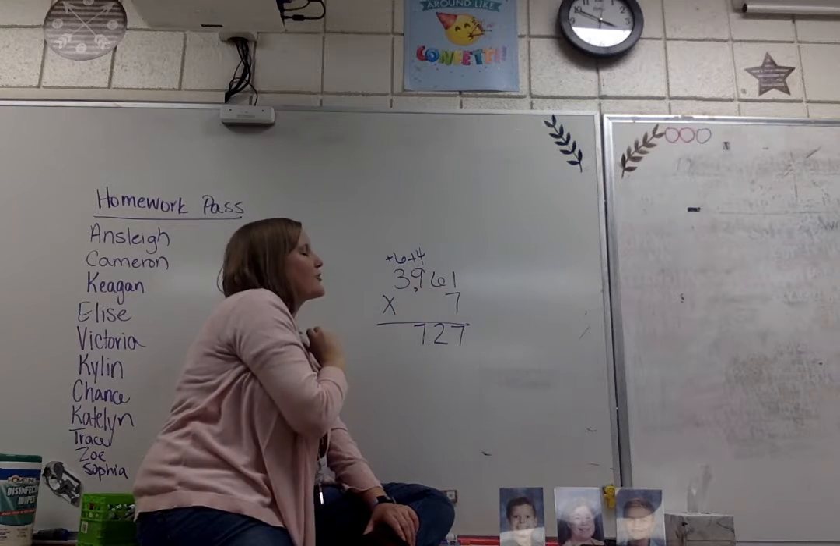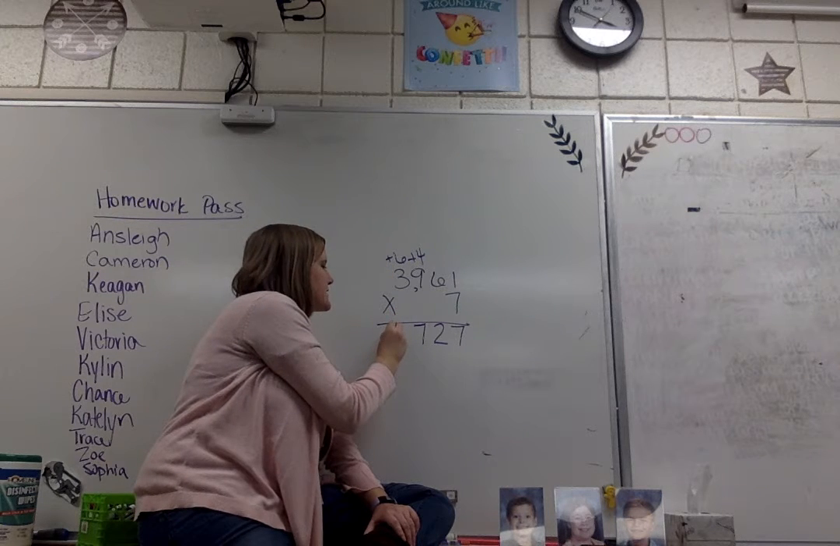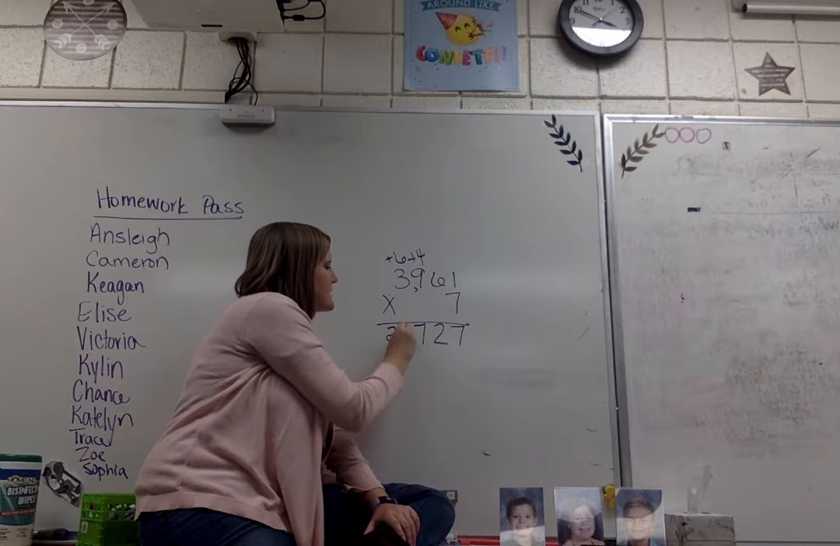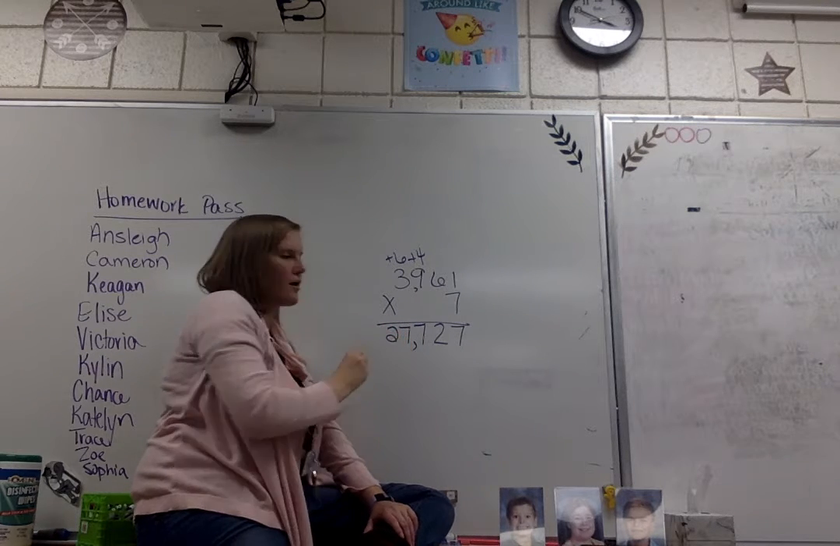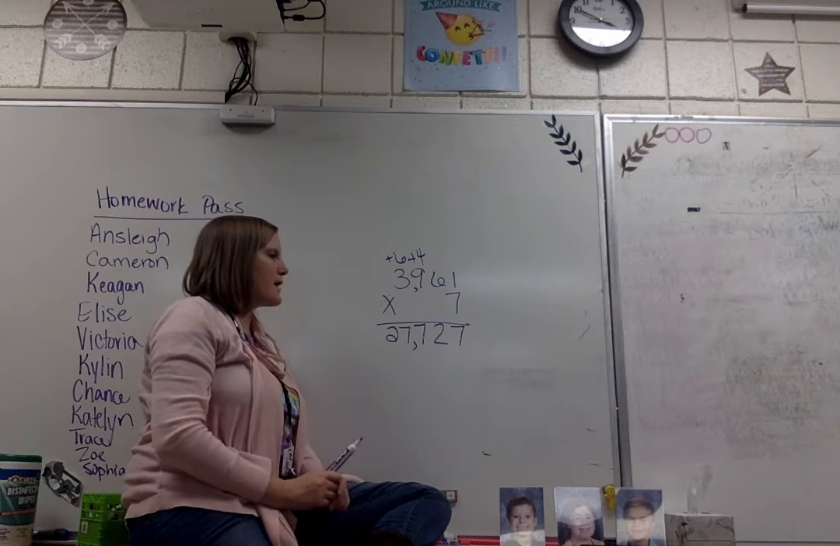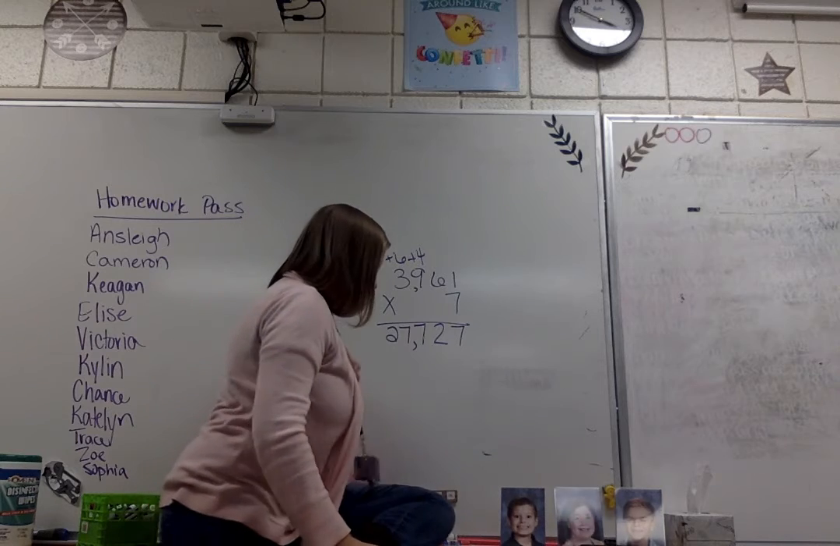3 times 7 equals a product of 21 plus 6 equals 27. So I'll put a 7 in the thousands, 2 in the ten thousands, and my comma after the thousands for a product of 27,727.